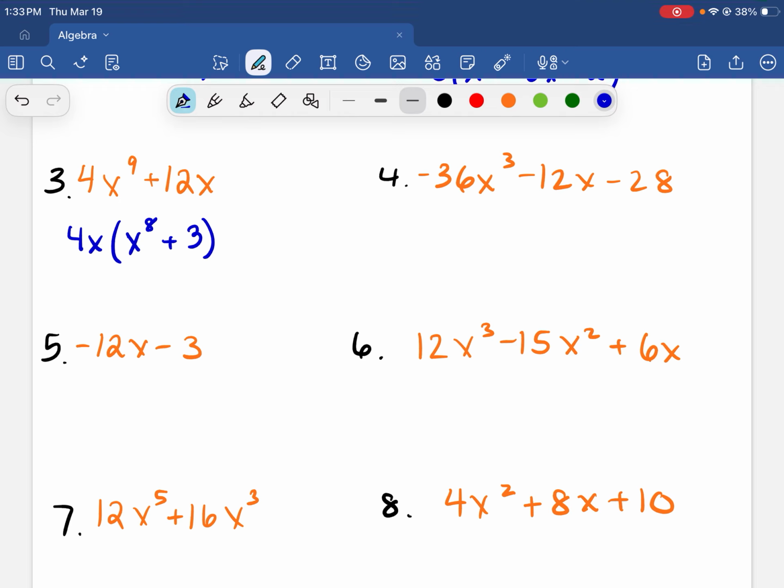Number 4, negative 36x cubed minus 12x minus 28. Those coefficients, negative 36 and negative 12, and that constant, negative 28, those are all divisible by 1, by 2, and by 4. And 4 is the largest. So if I factor out a 4, actually I'm going to factor out a negative 4 since they're all negative. It'll look nicer if it's all positive inside, but that's personal preference. You could just pull out a positive 4. Negative 36 divided by negative 4 is a positive 9x cubed. Negative 12 divided by negative 4 is a positive 3x. And negative 28 divided by negative 4 is a positive 7.